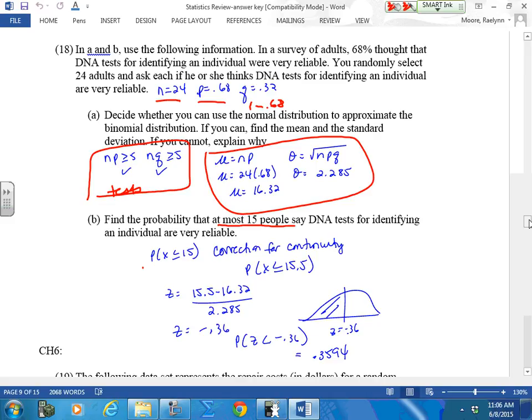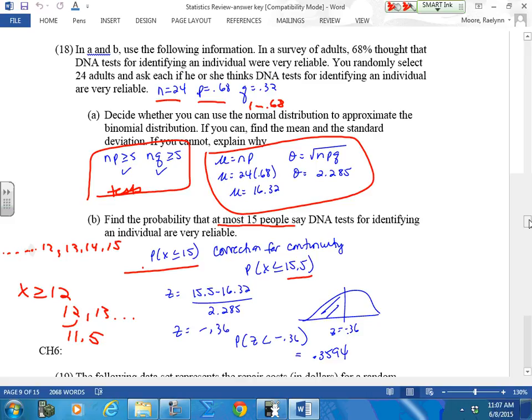And if you remember how we did this, we laid these out a little bit. It went like 12, 13, 14. It stopped at 15. If it's an upper limit, I increase the upper limit by 0.5. If it's a lower limit, like we said, x is greater than or equal to 12, then I would drop the lower limit by 0.5.